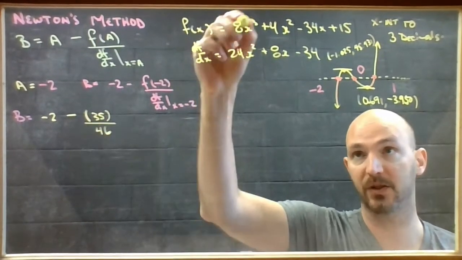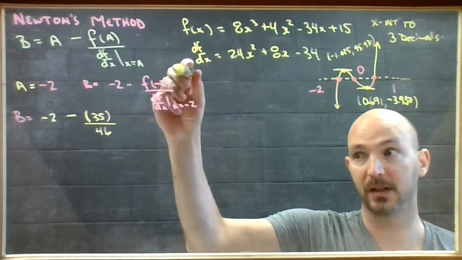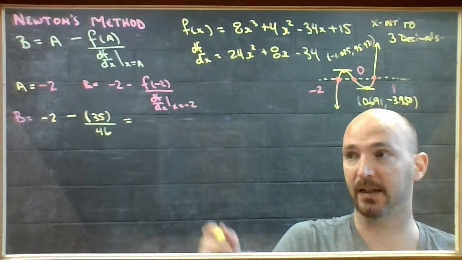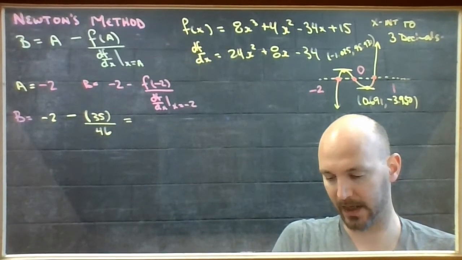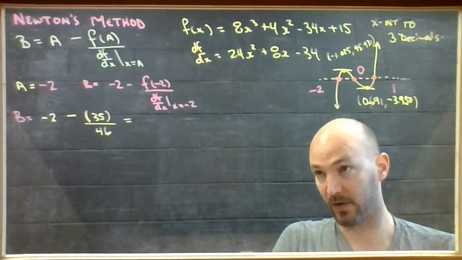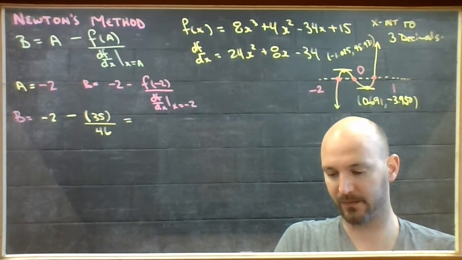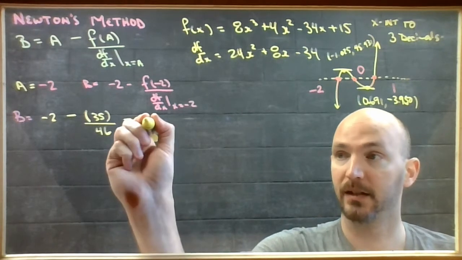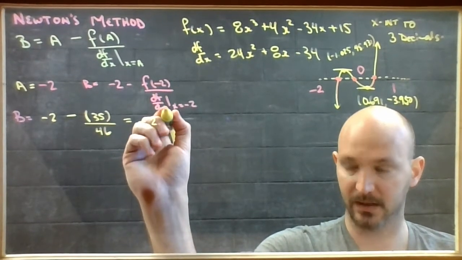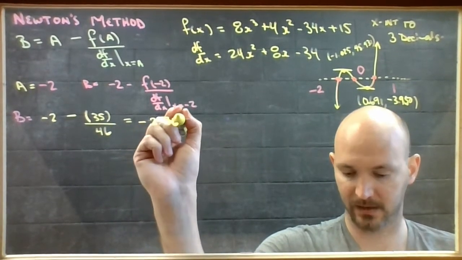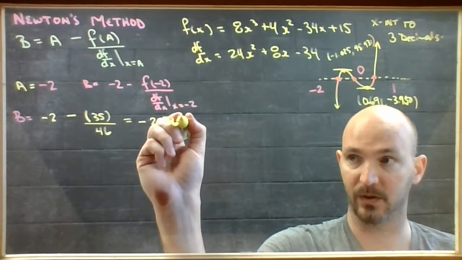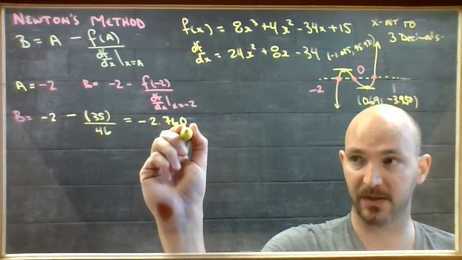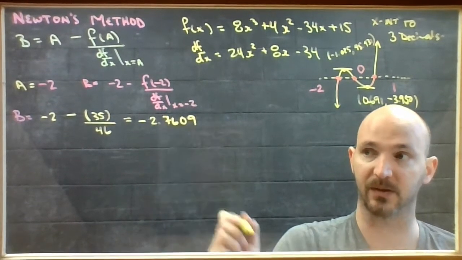So I plugged -2 into the function and got 35. I plugged -2 into the derivative and got 46. So my new guess will be -2 subtract 35 divided by 46. And I get -2.7608, which rounds up to the 3 decimals I want, and the 8 has a 6 after it, so it rounds up to this number.